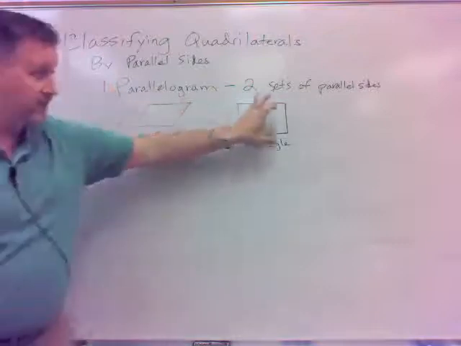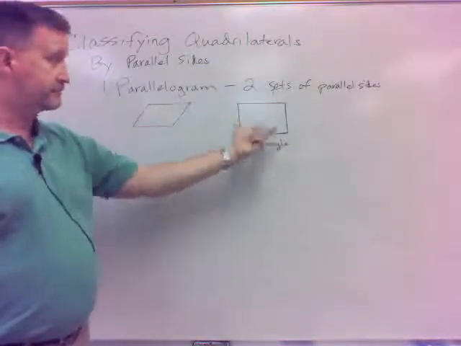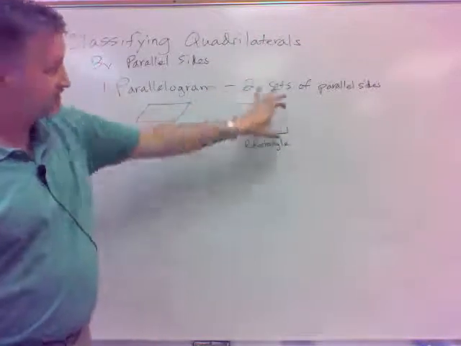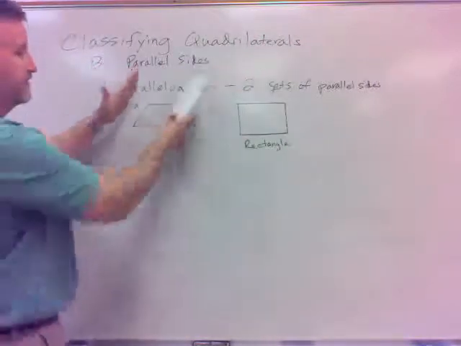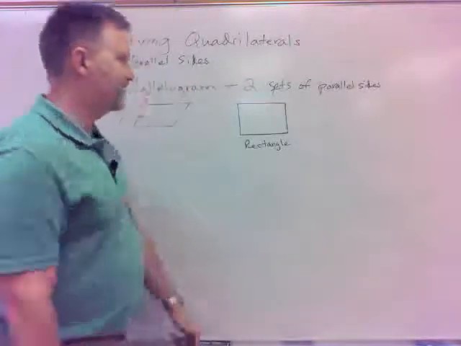Don't I have parallel sides here? Parallel meaning they don't intersect. If you extend them, this and this intersect. You know, so they don't. Parallelograms don't necessarily have to have that slant to them. Can be squared off like that.